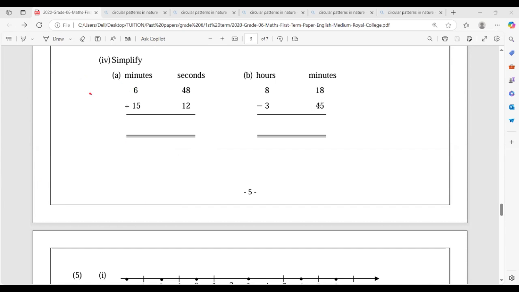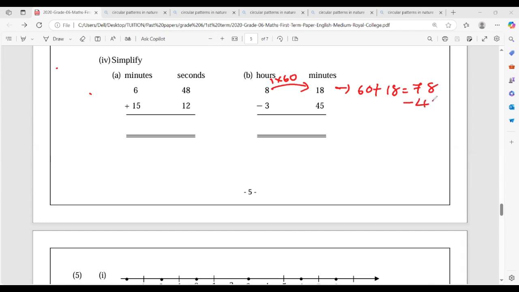So hours, minutes, again, here you have to subtract, 48 minus 45. 18 minus 45 is not possible. You cannot subtract 45 from 18. Therefore, you have to take 1 from here. You take 1 hour from the left side, and 1 hour means 60 minutes, right? So this is going to be 60 plus 18, which is equal to 78.